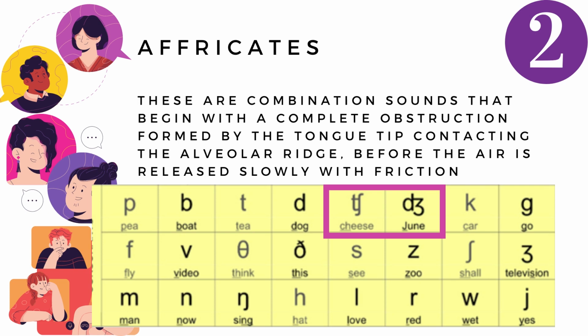Next, we have affricates. An affricate is a consonant sound that begins as a plosive and concludes with a fricative. So again, an affricate is a combination of a plosive and a fricative. For example, the ch sound is a combination of the plosive t and the fricative sh. Next, the affricate j is a combination of the plosive d and the fricative zh. So in the English language, we have 2 affricates: the ch and j.